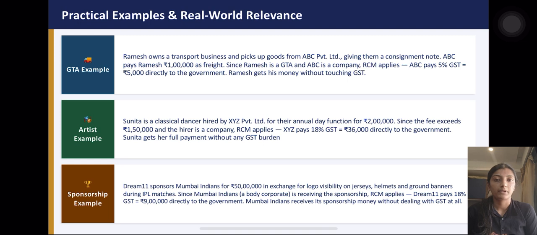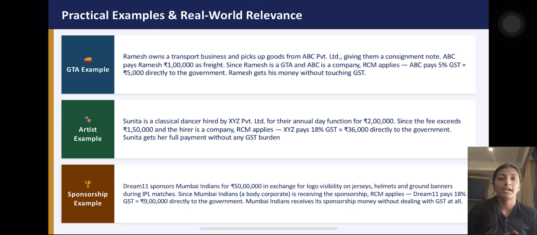Now let's see an example for sponsorship. Dream 11 sponsors Mumbai Indians for rupees 50 lakhs. Mumbai Indians is a body corporate receiving the sponsorship. So RCM applies. Dream 11 pays 18% GST, that is rupees 9 lakh, directly to the government. Mumbai Indians receives its full sponsorship amount without dealing with the GST at all.